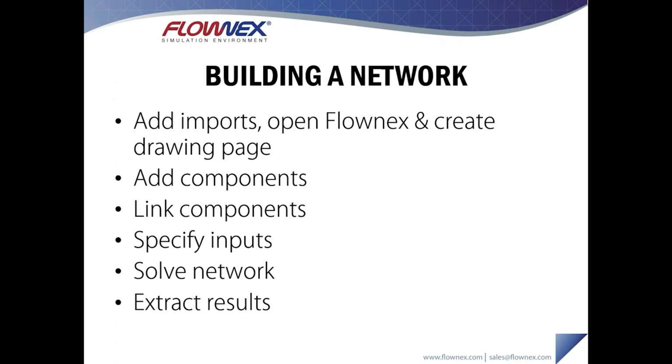These are just any of your Python modules or Python packages that you're going to need for the code. Then we're going to write some basic code to open Flownex and create a drawing page. We're going to add components to that drawing page, link the components, and then specify inputs. Just as a small nuance, we're always looking to link components before specifying inputs. I'm not sure if you've noticed this, but as you link components in Flownex, the input options on those components change. So it's just important to link before specifying inputs. Next, we're going to solve the network, save it, and then extract some results.